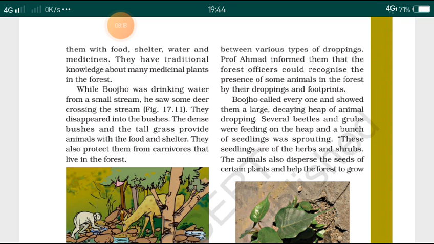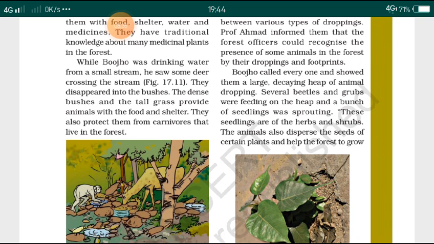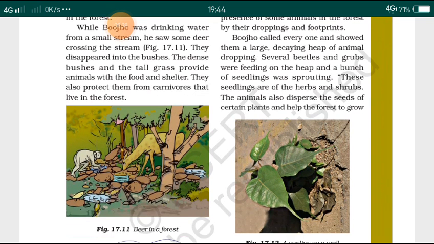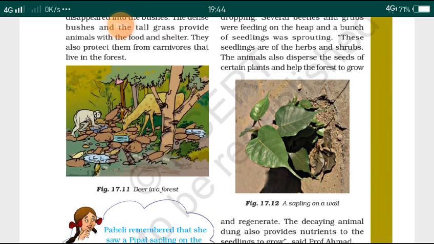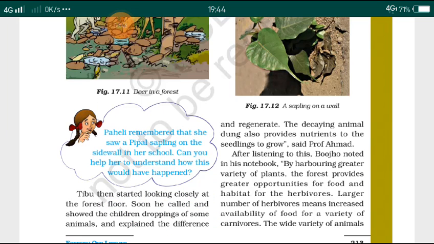While Bhujo was drinking water from a small stream, he saw some deer crossing the stream. They disappeared into the bushes. The dense bushes and the tall grass provide animals with food and shelter. They also protect them from carnivores that live in the forest. This is the deer in a forest.